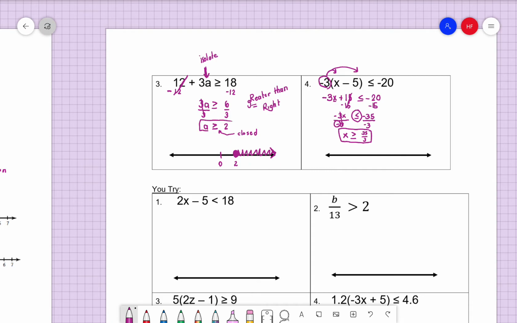I didn't circle this one. So 35 over 3 is approximately 11.667. So we'll go to 0. We'll say that this is 11.667. Well, let's write it exactly. We'll say that this is 35 over 3. Put my circle on it. It is greater than, so I'm going to the right, and it has a line underneath. So a line underneath means I'm going to have a closed circle to the right. So I'm shading to the right with a closed circle on 35 over 3.